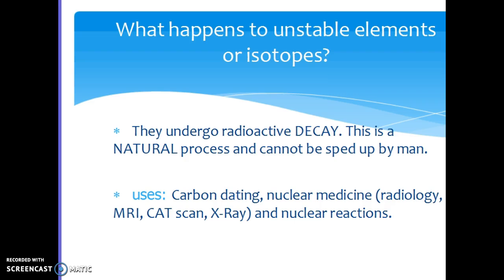Okay, so what happens to unstable elements or isotopes? Well, they decay. It's a natural process. Man can't speed it up, can't slow it down. So some of the uses that we have found for ourselves are carbon dating, nuclear medicine such as CT scans, X-rays, MRIs, different radiology tests, and then of course nuclear reactions.